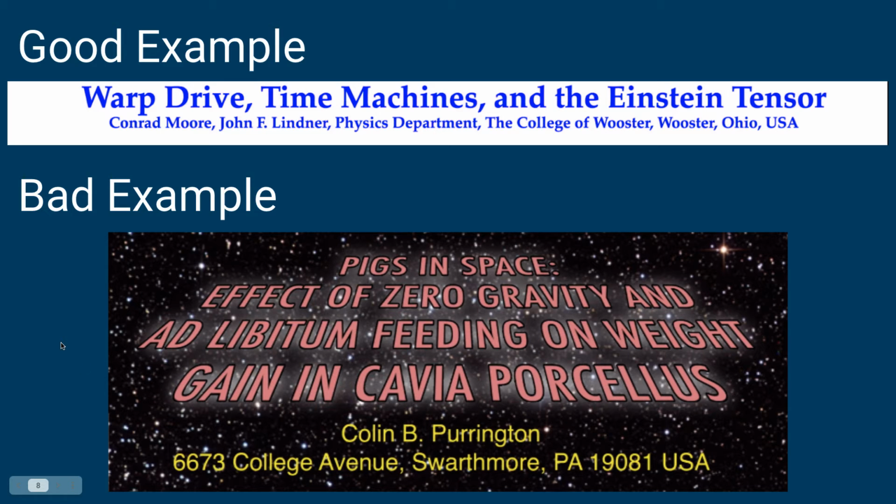So here's a good example at the top. It's just very straightforward. The second one, they're trying to be fancy, make it look like it's Star Wars, I guess, and the background is just horrible and the colors are not that good.